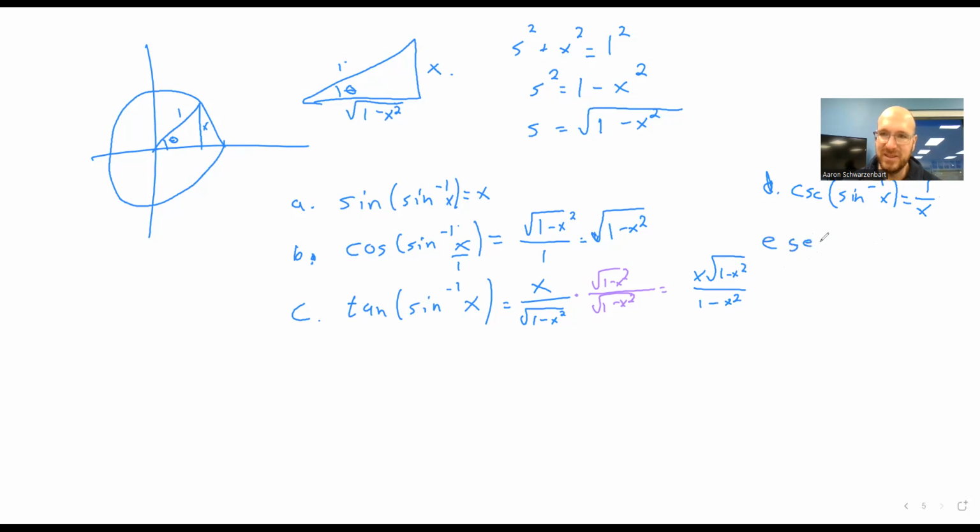The secant of the inverse sine. Again, the reciprocal of the cosine. This one I'm not going to rationalize. I'm running out of board, and it's the same process. And it's probably not simpler.